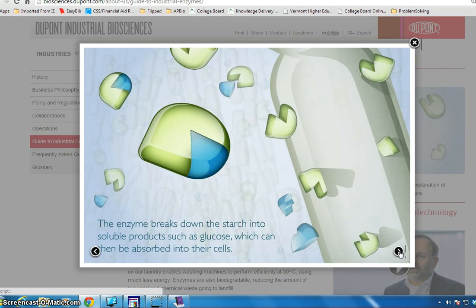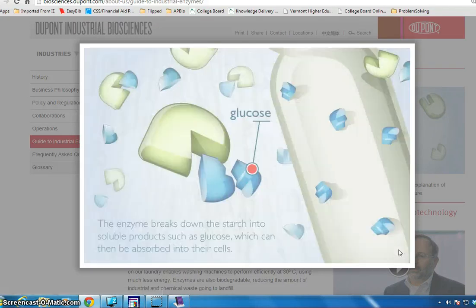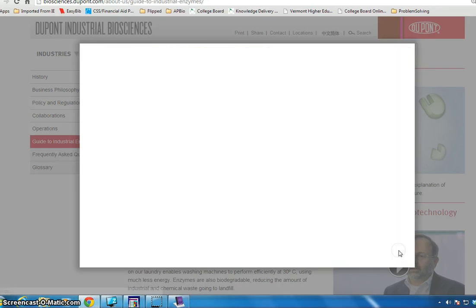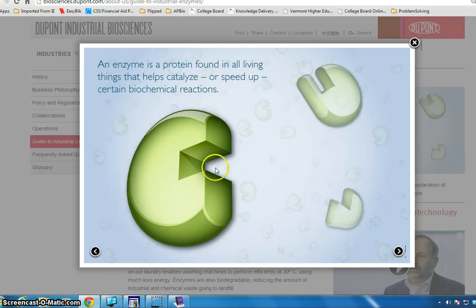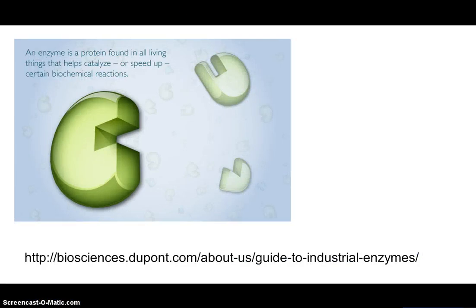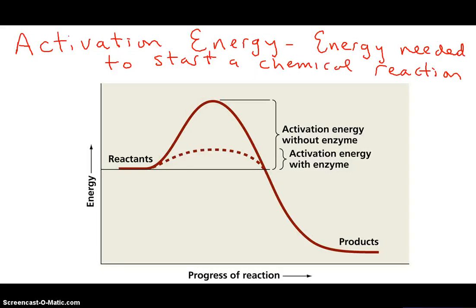And the enzyme breaks down the starch into soluble products such as glucose, which can then be absorbed into the cell. So we're trying to break it down into that monomer that we can use for energy. The enzyme breaks down the starch into soluble products, and that can be absorbed. So here's our individual glucose molecule that is easier for us to use as energy. And then we're back to the beginning. So now we'll go back to our presentation and move forward with that.